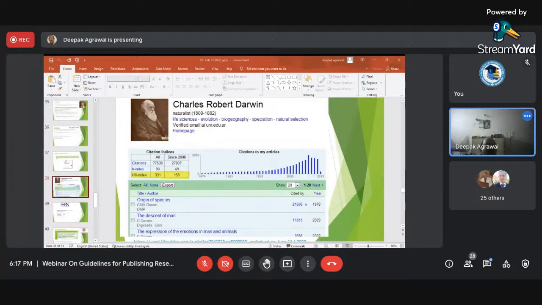Charles Robert Darwin is not a new name to us. You can see the data, 77,500. It is old data. In fact, this figure might have increased considerably. As per the data, since 2008, approximately 28,000 citations have been received. The H index overall is 80, and since 2008 it is 49, and the I10 index is 331 and 159. You can see the accessibility of his work. Now, he is a famous scientist, so definitely the index level will be very, very high.